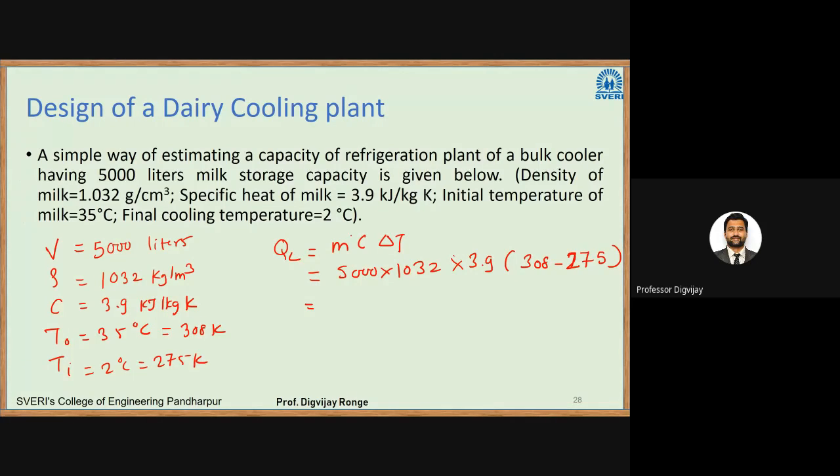Sorry, this is 5000 liters. If I want to convert it into meter cube, that will be 5 meter cube. Yes, Pranil, thank you for that. So if you want to convert liters into meter cube, you just divide by 1000. So this will be 5 into density into specific heat, which is in kilojoule, into delta T. Please calculate this. This value will be in kilojoule.